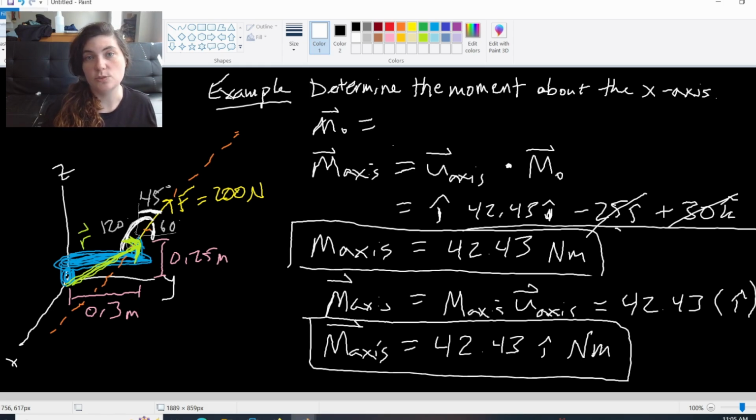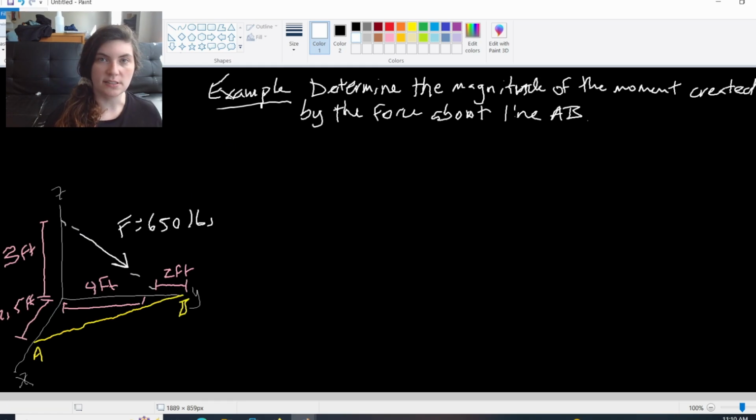But this may not always be the case. We may not be interested in just the x-axis or just the y-axis. It could be about some other line that we're interested in. So let's look at an example like that. In this example, I'm wanting to find the magnitude of the moment created about the line AB. And the big issue that we notice about this is that our line AB doesn't actually go through the origin here, right? So we're going to have to find some different points to define a position vector.